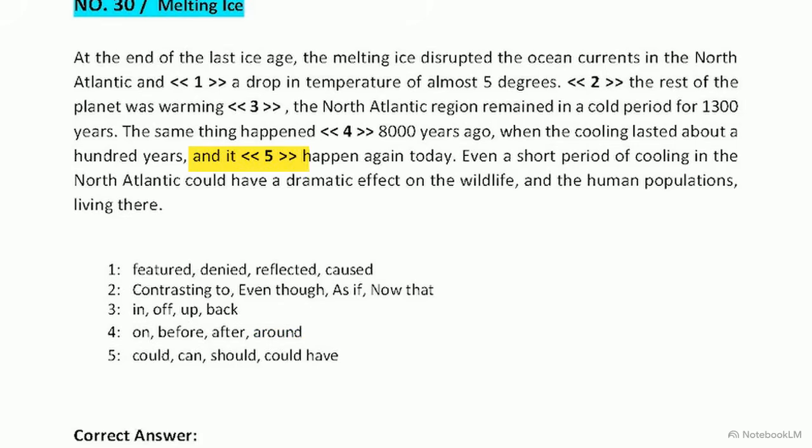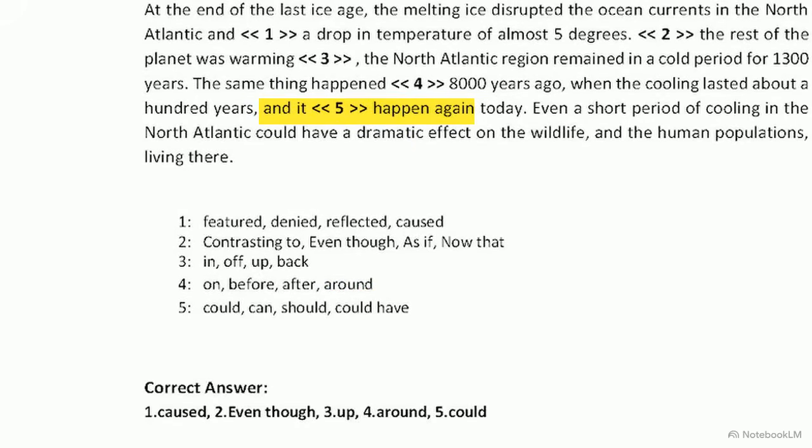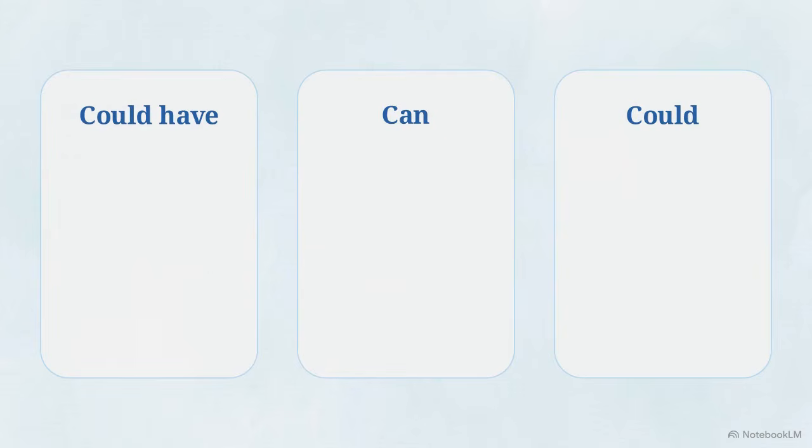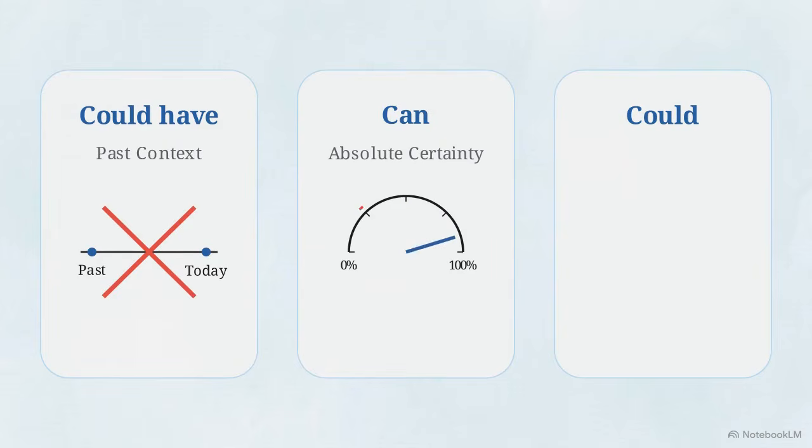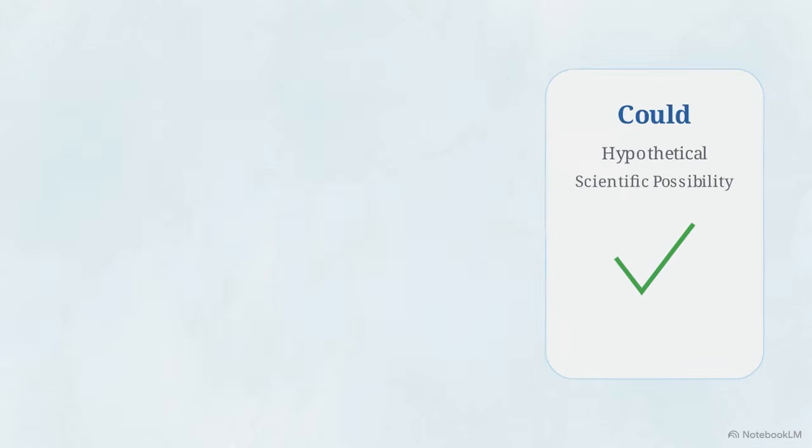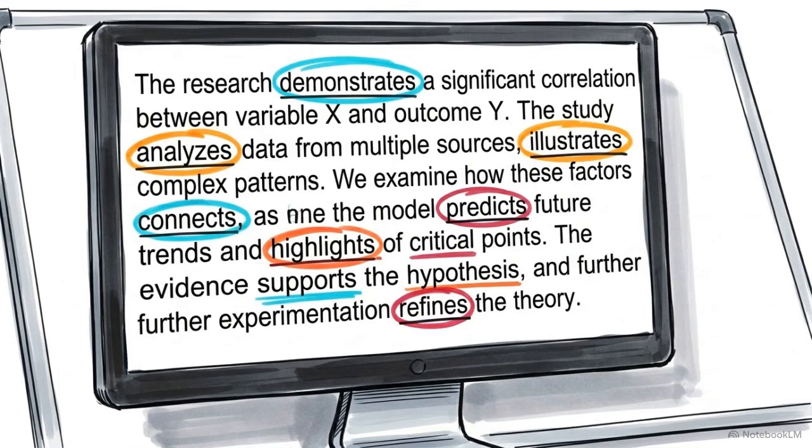And the final sentence, blank 5, asks us to choose the correct modal verb to indicate a future possibility. It blank happen again today. We must differentiate between these modals. Could have refers to the past, while can implies a level of certainty that isn't supported here. Could correctly identifies a hypothetical scientific possibility. Selecting the correct verb tense requires mapping the temporal context of the entire paragraph. The local sentence alone is rarely enough.